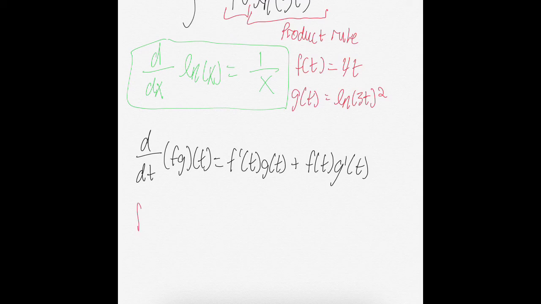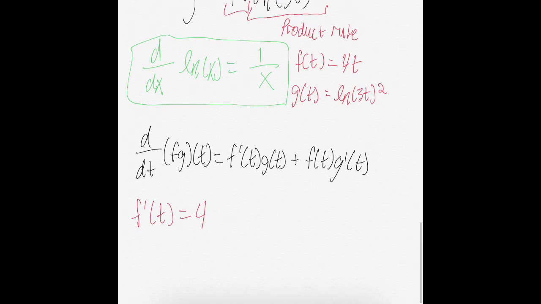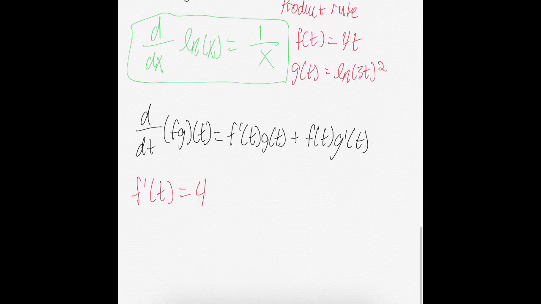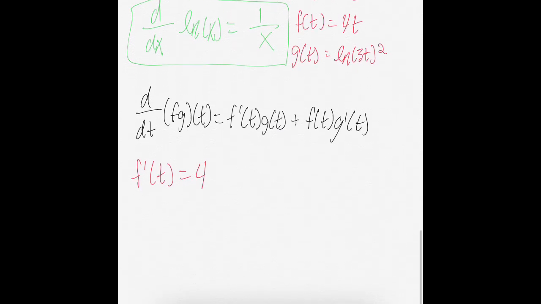We have our product rule formula. So let's go ahead and compute our two derivatives. So f prime of t, well, that's not so bad because f of t is just 4t. So that's just a very nice straightforward power rule, and that is just a 4. Now g of t looks a bit trickier. So g of t equals ln of 3t squared. And actually, the way that I want to do this is I want to use chain rule not once, but twice. So hear me out for a second.